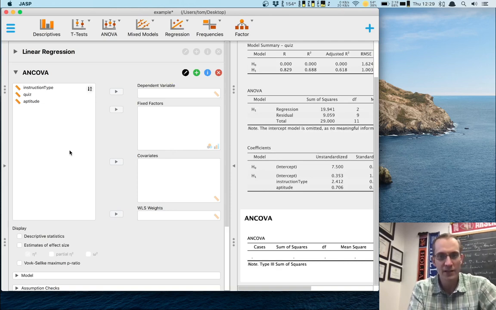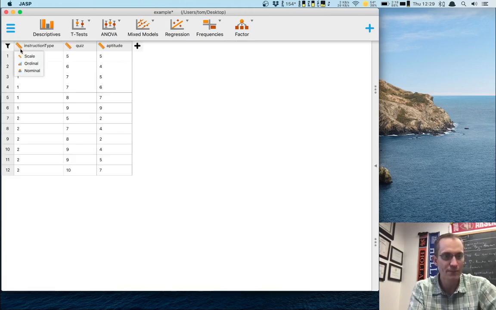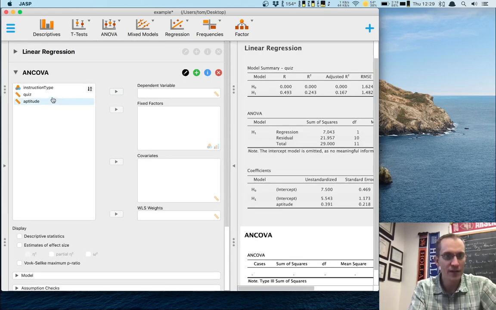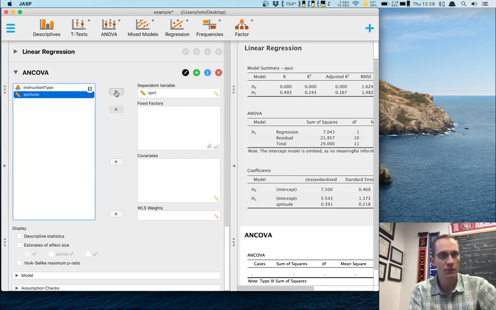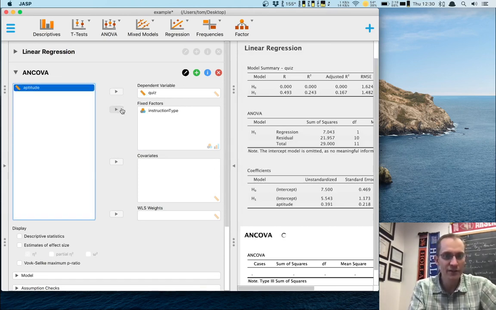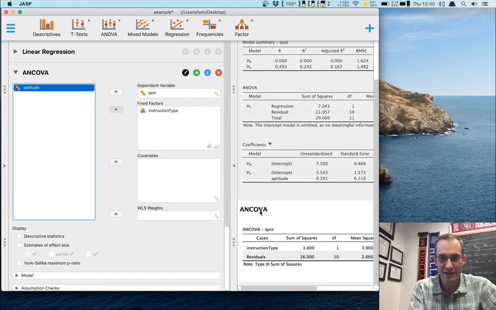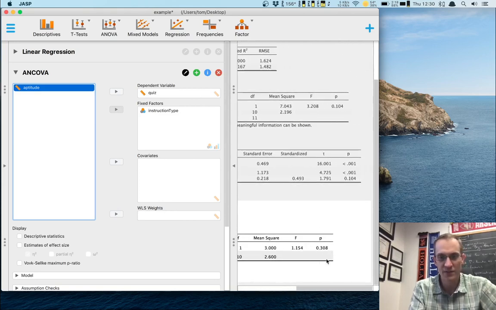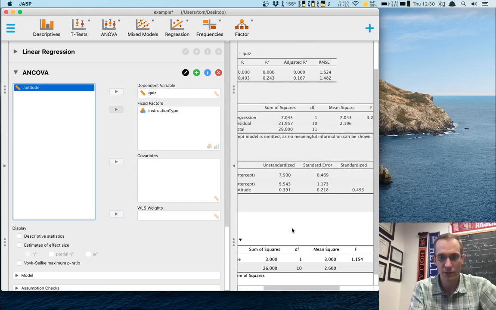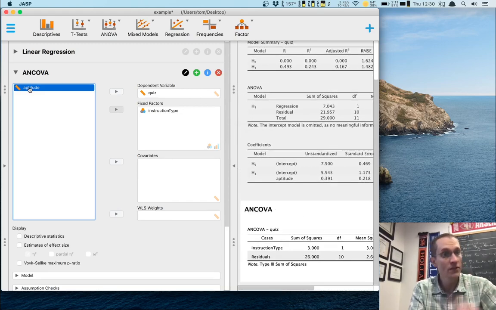At this point, there's something we need to do. Notice that the fixed factors have to be either categorical or nominal. So we need to go back and fix our instruction type variable. We need to change this back to nominal. We can keep these as scale; that'll be just fine. Now, once we've done that, we can put quiz in for the dependent variable. We can put instruction type in as the fixed factor. In fact, when you do that, you'll see that you get exactly the results in the ANCOVA over here that we reported earlier. But then we also want to account for aptitude.